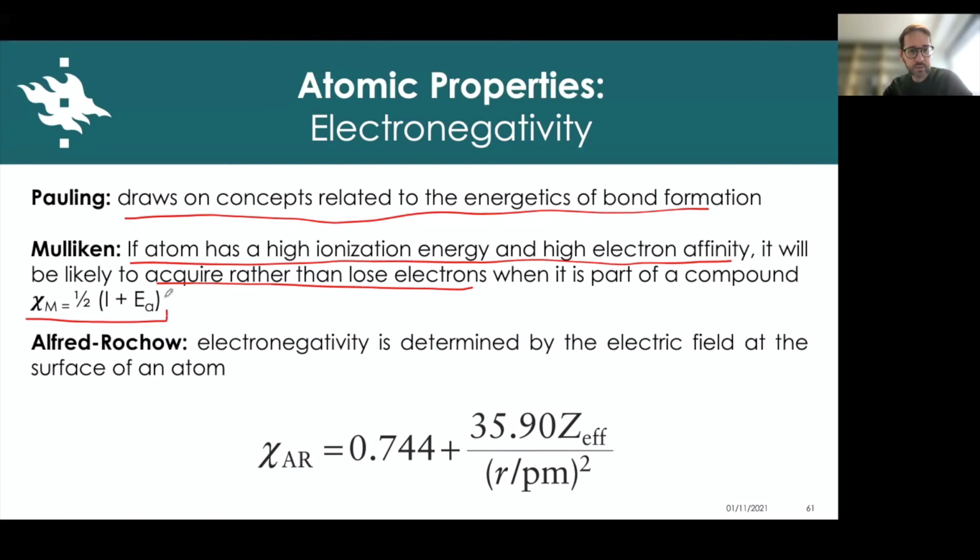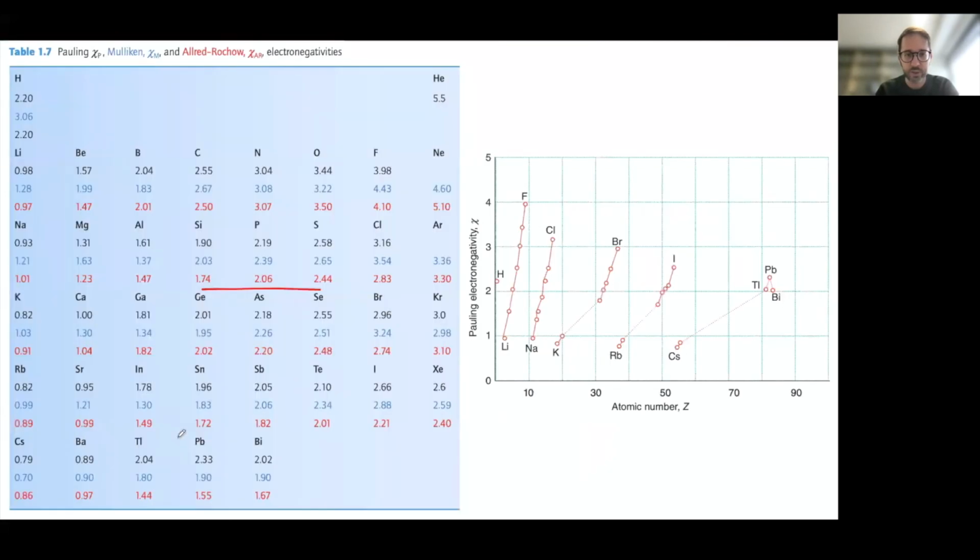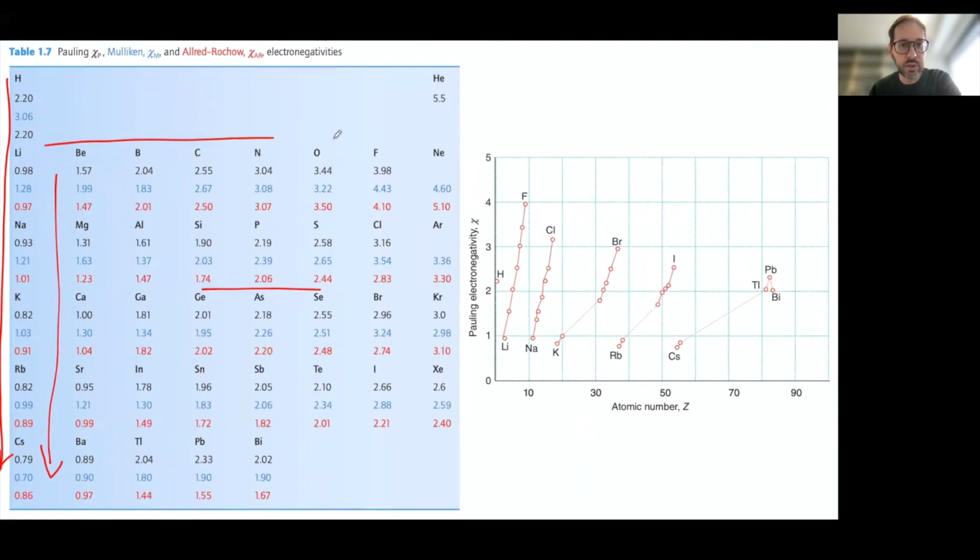So we have this kind of formula relating to ionization energy and electron affinity. And Allred-Rochow is a more complicated definition in which electronegativity is determined by the electric field at the surface of the atom according to this kind of equation. Okay, so here are the values for electronegativity for these different kinds of definitions. So we can see the variations here down the group, in which we have an increase in size, therefore decreasing electronegativity, and across a period, decrease in size, and therefore increase in electronegativity.